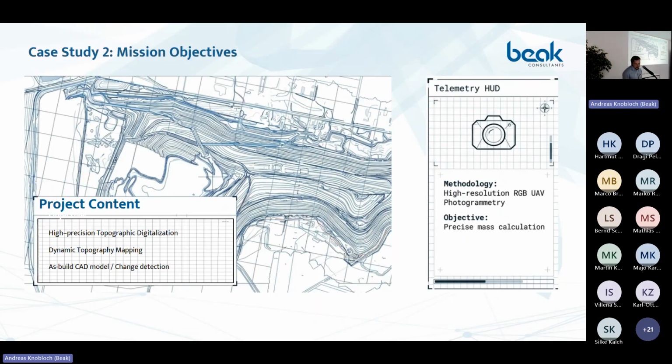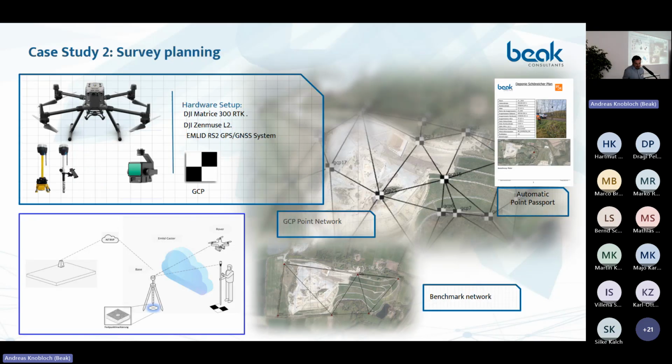So, as in the other project, it was high precision topographical digitalization. And the new thing here is that it is dynamic topography mapping. So the structure changes over the years. So we need to be as consistent as possible with every measurement, and everything needs to be at the same point. And we needed to deliver as-built drawings in 3D and 2D maps for their applications.